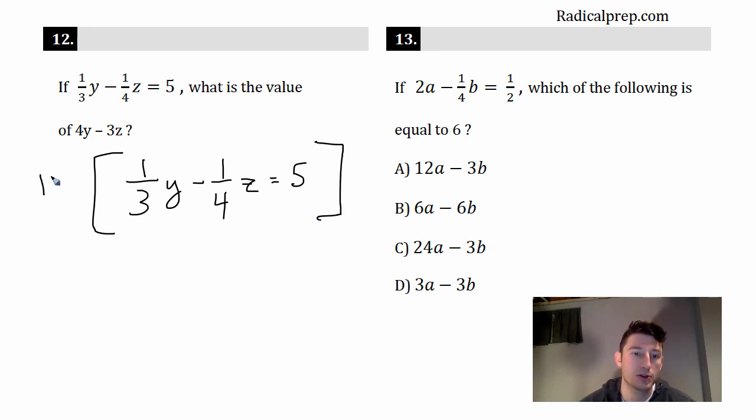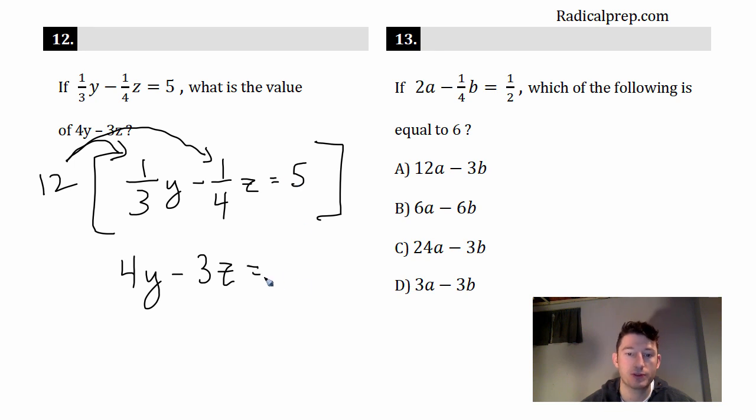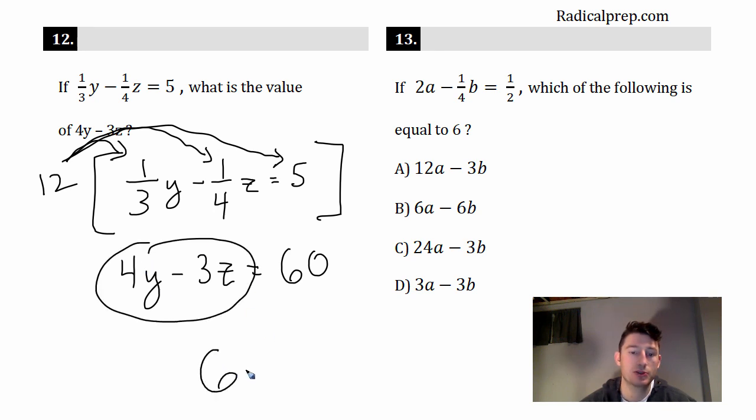Hopefully you said 12, right? So 12 times 1/3, that's 12 over 3 is 4. So that's going to be 4y. 12 over 4. So now I'm doing the second one. 12 over 4 is 3. And what's 12 times 5? Hopefully you said 60. So now 4y, and I'll just put the arrow for the last one. They wanted 4y minus 3z. Well, you got it. 4y minus 3z. So your final answer is 60.